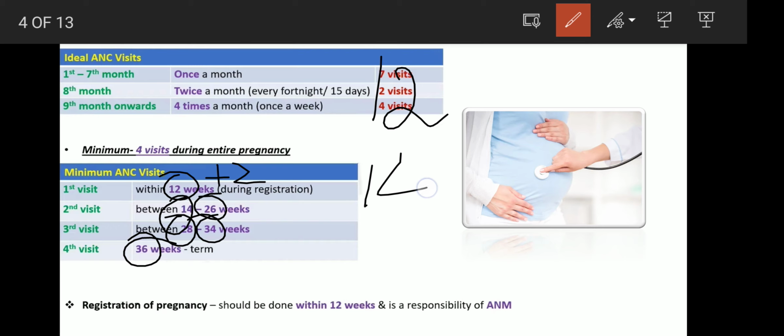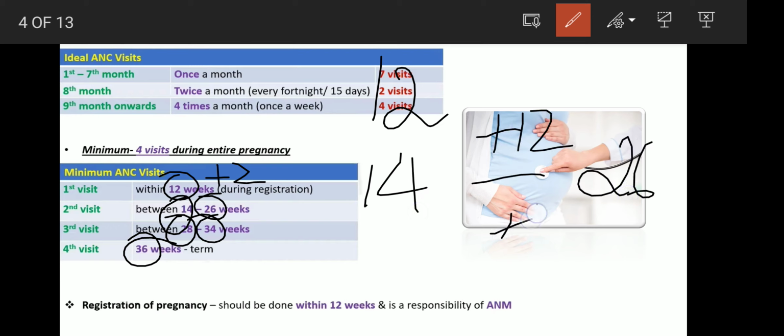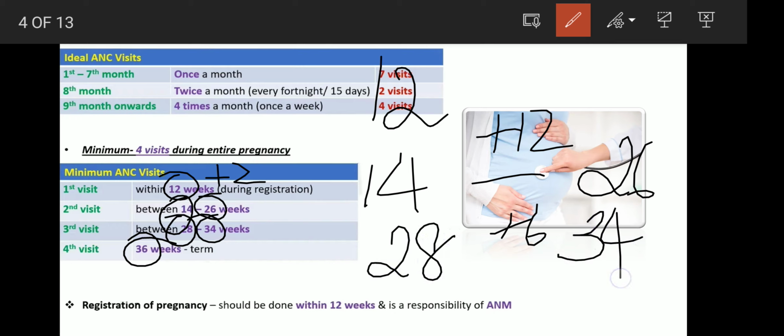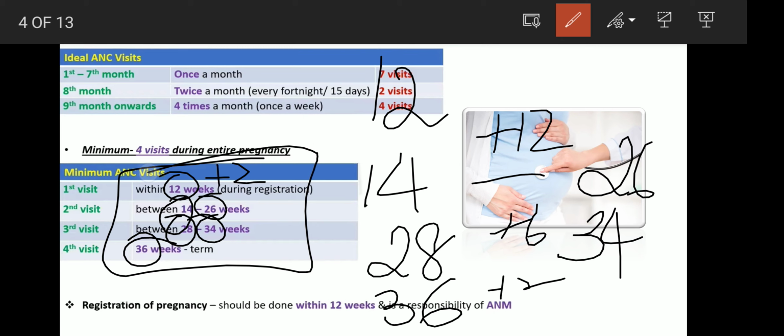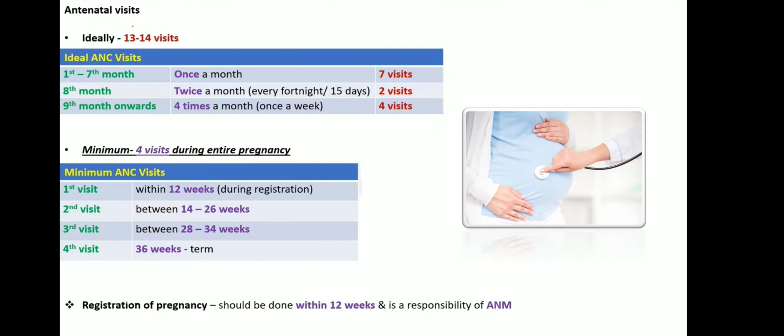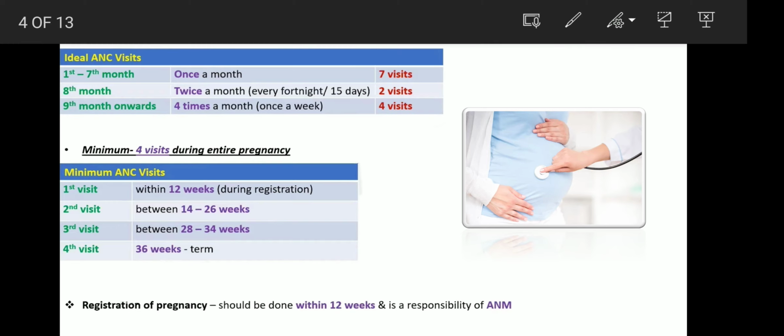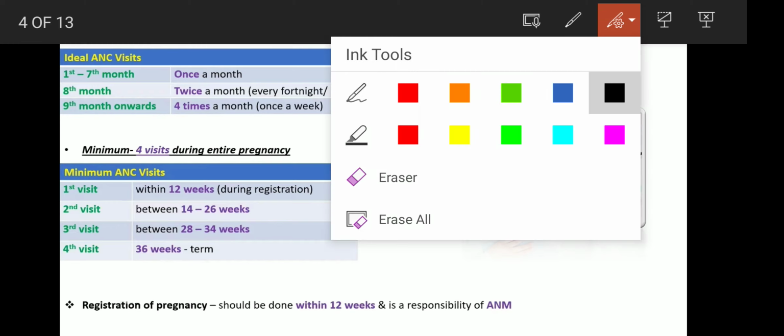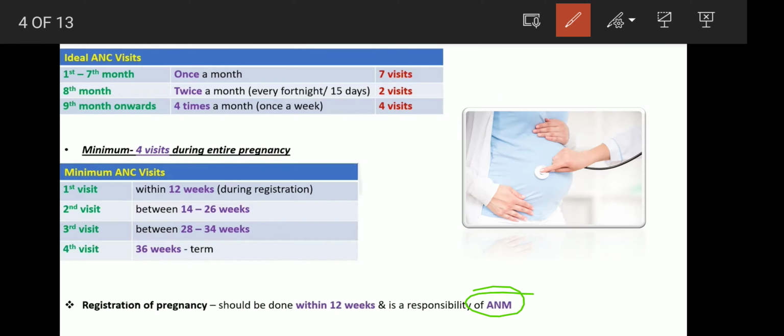From 14 to 26, to remember this, what we have to do? Plus 12, plus 6 you have to remember. And 26 plus 2 is 28, and 34 plus 2 is 36. So this was how to memorize the numbers, and these were all the visits. Registration of the pregnancy should be done within the 12 weeks, and it is the responsibility of the ANM.